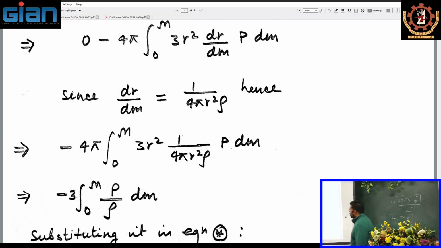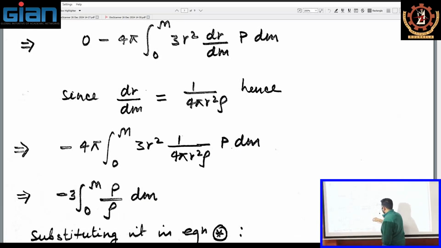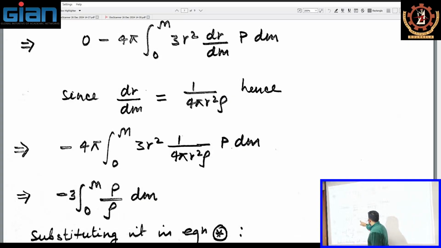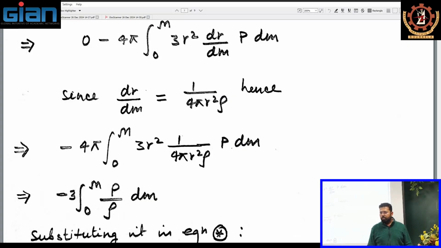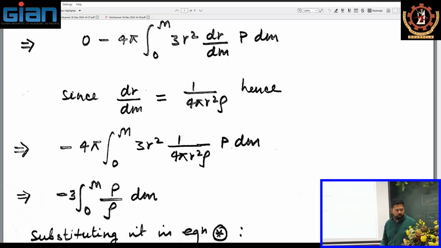Now if I simply write this expression, 1 divided by 4 pi r square rho, then you see p into dm. This r square is going to cancel, and you also have 4 pi outside of this integration and 4 pi over here, so this 4 pi and this 4 pi are also going to cancel each other. Then you will be left with 3, and integration from 0 to M of p divided by rho dm. Do we all agree with that? This is okay? Okay, perfect.